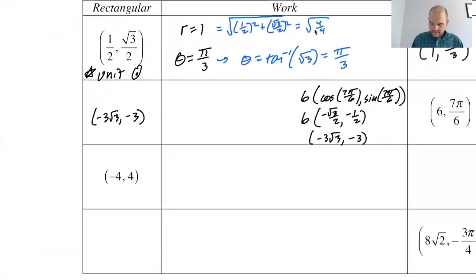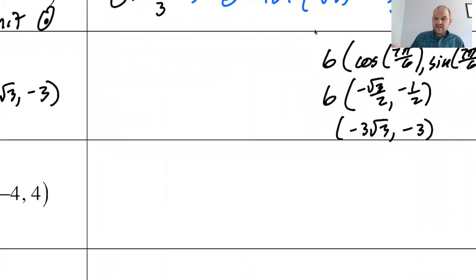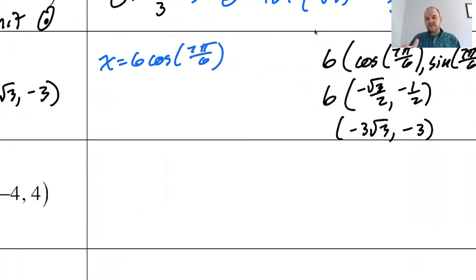If you don't like that, you'll see it's essentially the exact same work. So I'm doing all the work that I wouldn't do in blue. X is going to be 6 cosine 7 pi over 6. So we're going to find the cosine of 7 pi over 6, and we're going to distribute a 6 to it. Same deal: y is going to be 6 sine of 7 pi over 6.